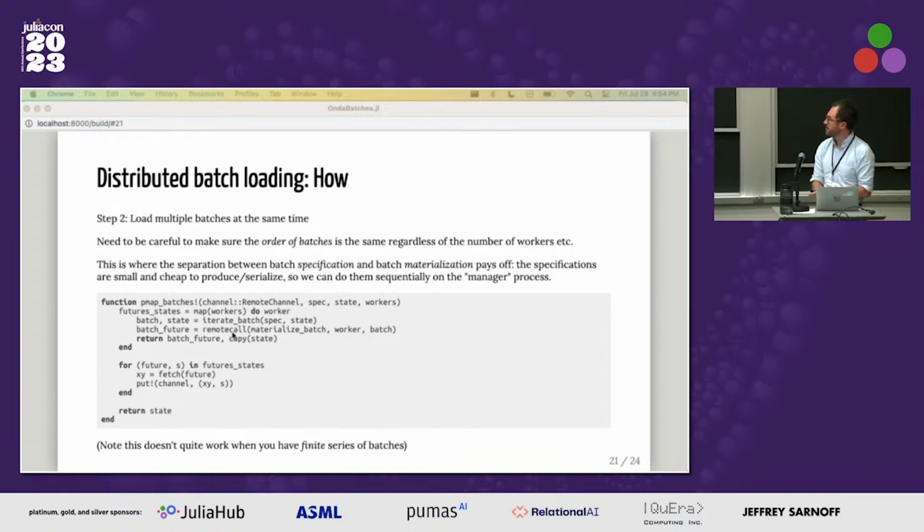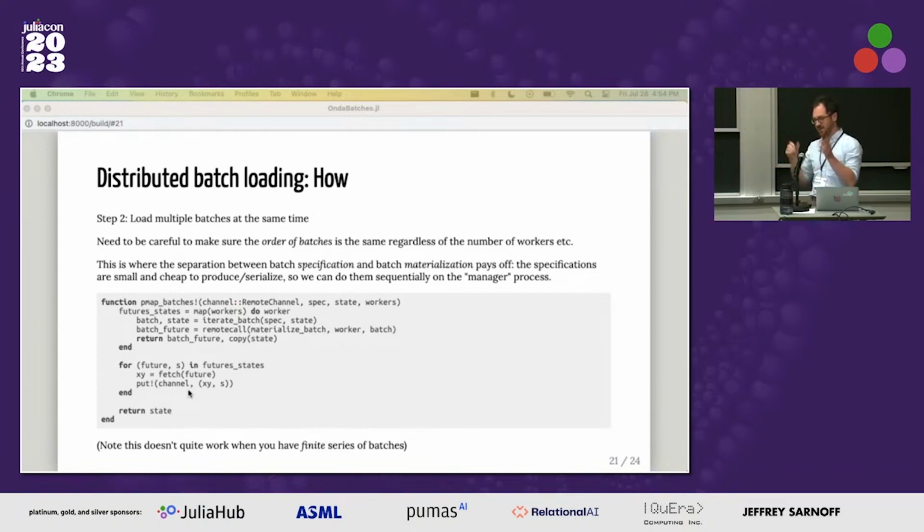in which we cycle through the workers that are available to us, right? And then we're going to iterate the batch locally on the manager process because that's cheap and fast. It doesn't take up a lot of space. And then we're going to remote call the materialize batch function with that batch on one of our workers. And that again generates a future, right? So now we have a bunch of futures that we generated as part of this loop, and we go through the futures one by one, wait on each future, and when the worker is finished materializing the batch, we throw it on the export channel.